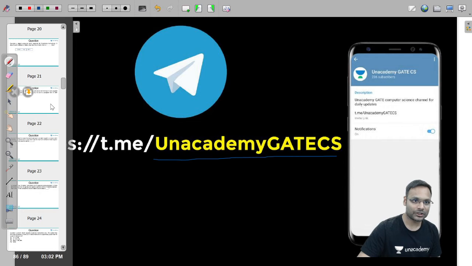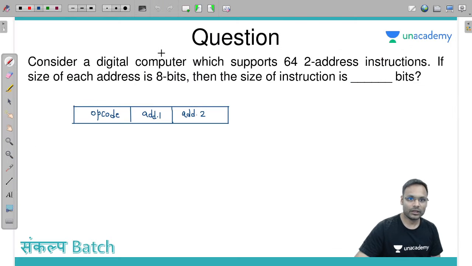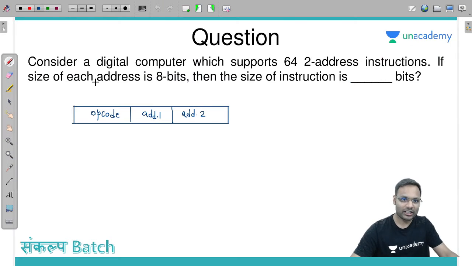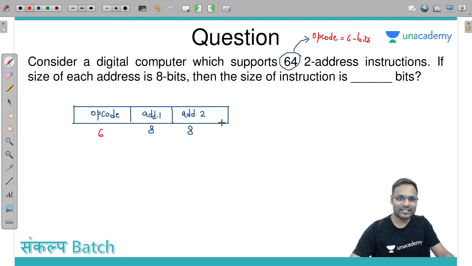Okay, let's come back to the question. Where did our question go? Here. So, 2-address instruction, size of each address is 8 bits. 8 bits here, 8 bits here. Total 64 instructions. If 64 instructions, can you tell me how many opcode bits there will be? To have 64 combinations, the opcode will be of 6 bits. Simple. So 6-bit opcode, fine. Size of instruction is what? 8 plus 8 is 16, plus 6, 22 bits. Answer is 22. Simple.